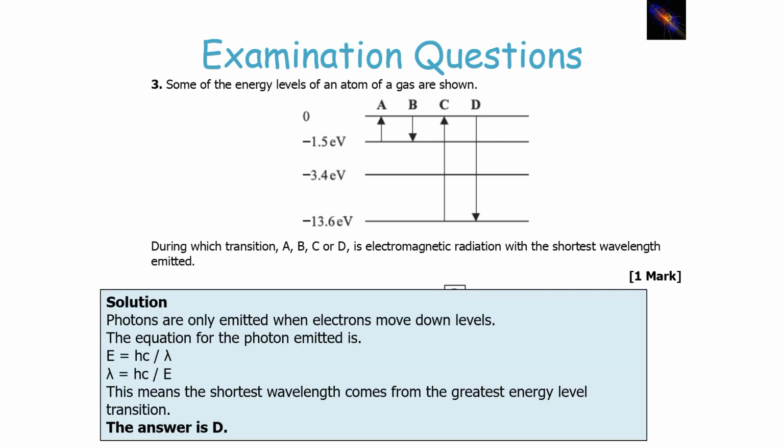So, firstly, photons are only emitted when electrons move down levels. Now, the equation for the energy emitted by a photon is E equals hc over lambda. So therefore, lambda is equal to hc over E. So the shortest wavelength comes from the greatest energy level transition downwards, which is D.